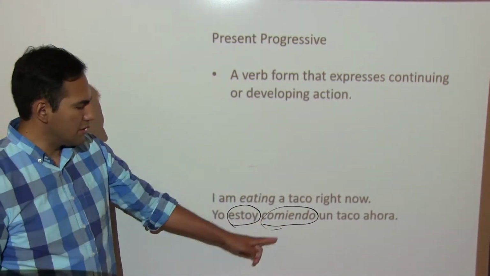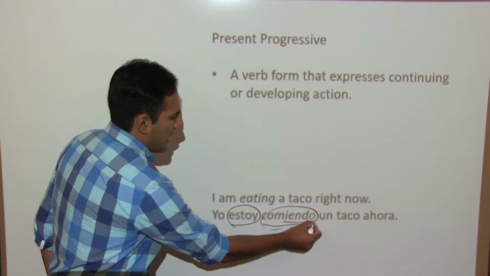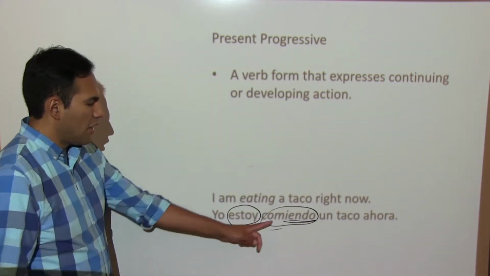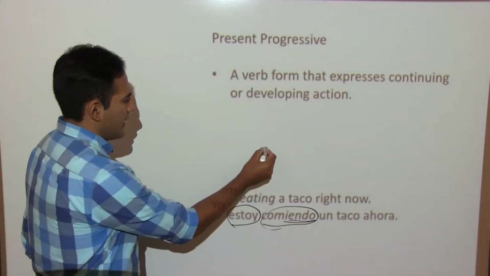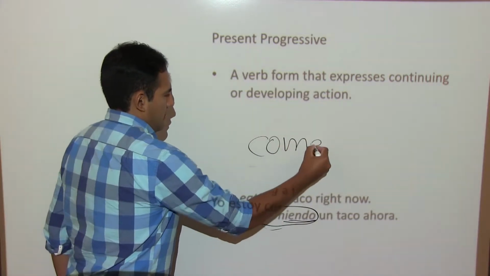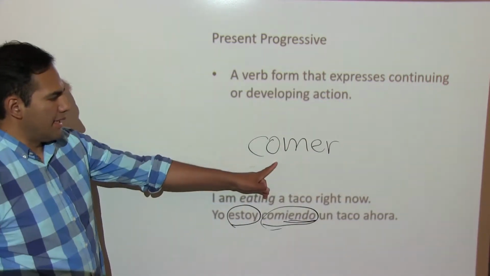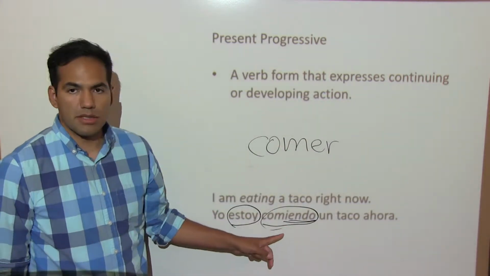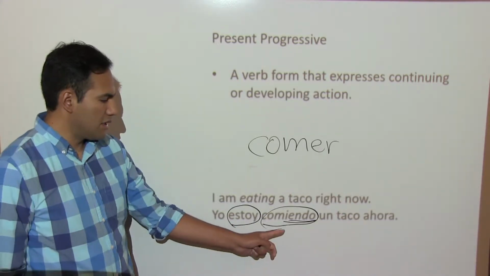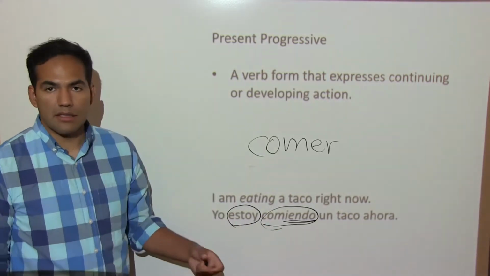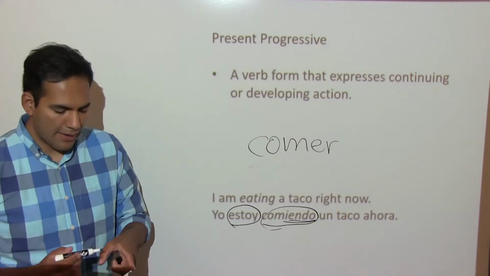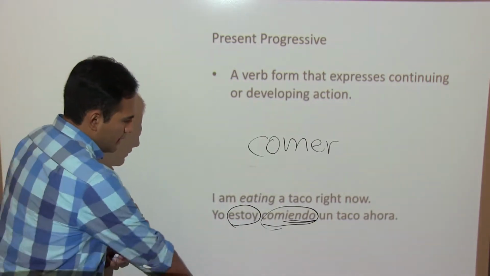And we know that this is the gerund because it has a different ending from the regular verb. In this case, we have the verb comer, but it's conjugated in the gerund, or we have the gerund of the verb here because that's what we need in order to express the present progressive.